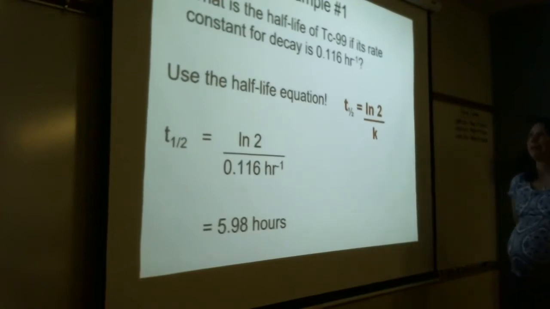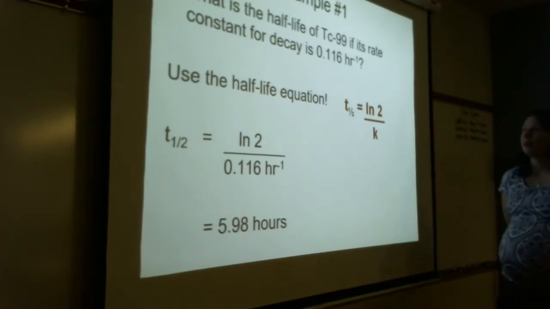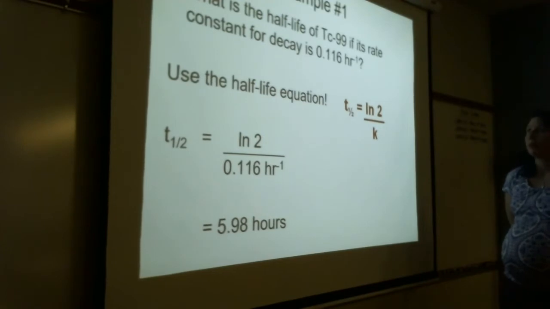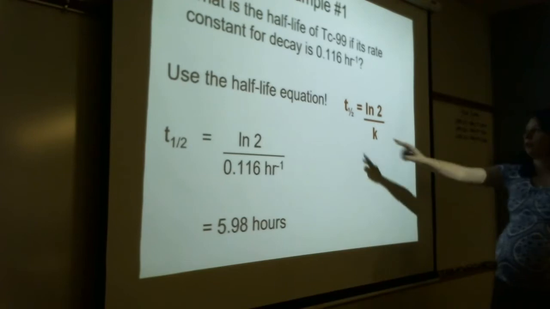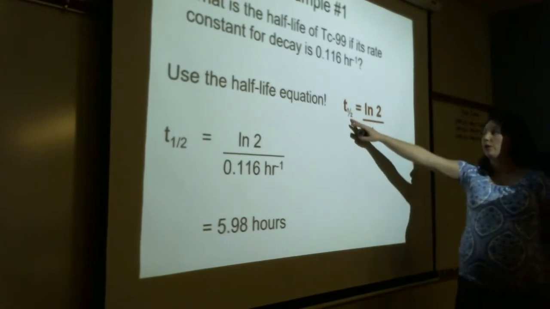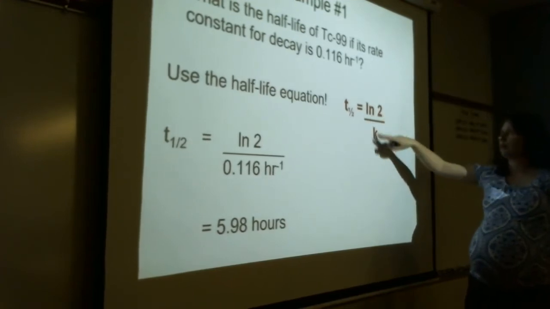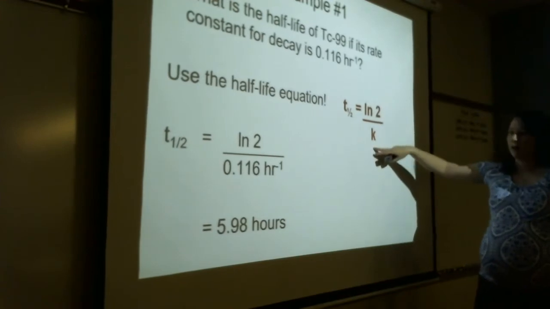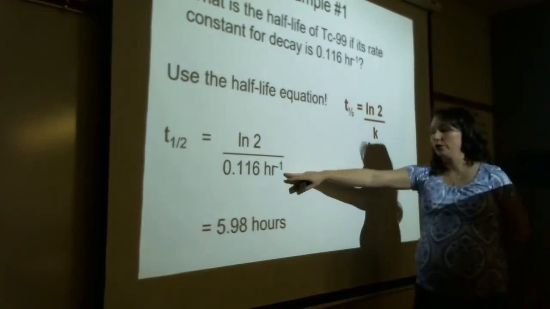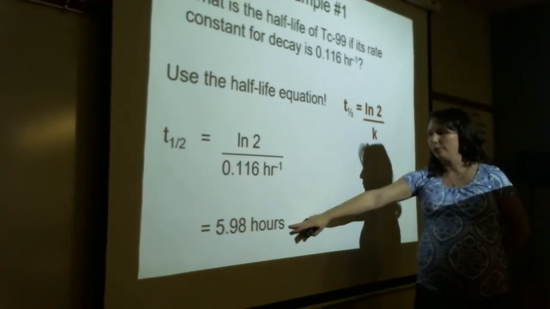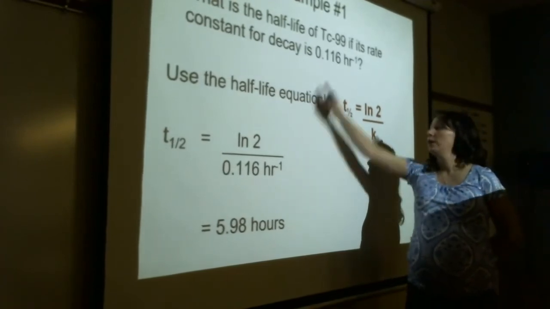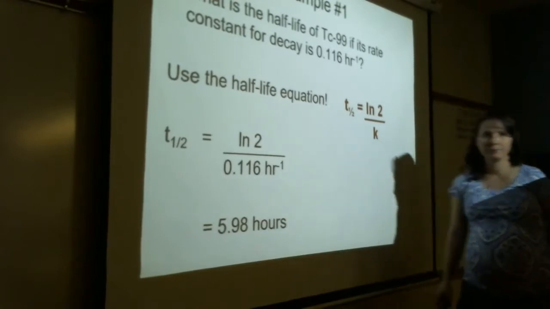What's the half-life of technetium-99 if its rate constant is 0.116 hours inverse? So all we're doing is using the half-life equation, right? We're just plugging into the first order integrated rate law half-life equation. Remember, half-life is a unit of time. So natural log of 2 over K, there's its rate constant. Since this is in hours inverse, my half-life will be in units of hours, right? 3 sig figs.